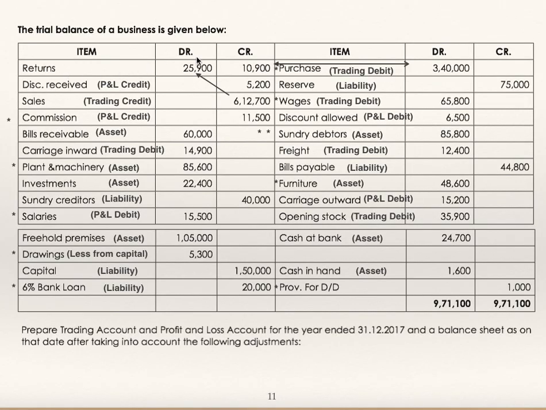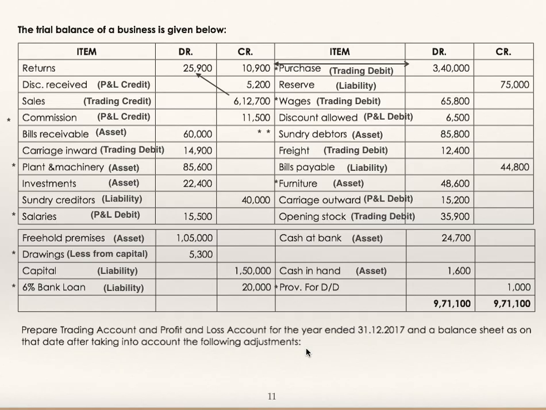The trial balance of a business is given below. They have given you the trial balance of the business. Debit column total and credit column total is matching, 9,71,100. Prepare trading account, profit and loss account for the year ended 31st December 17 and balance sheet as on that date after taking into account the following adjustment.